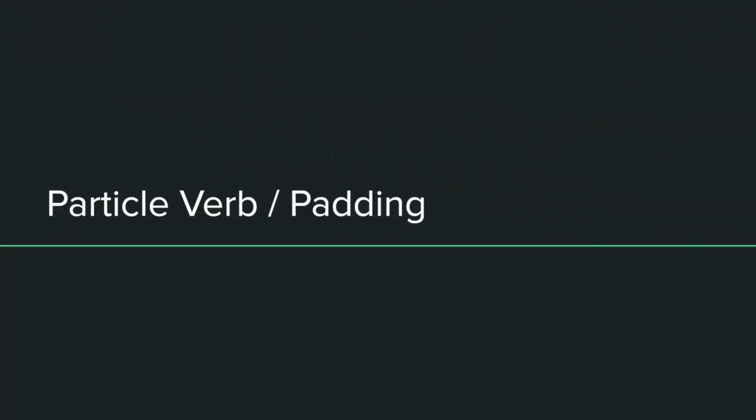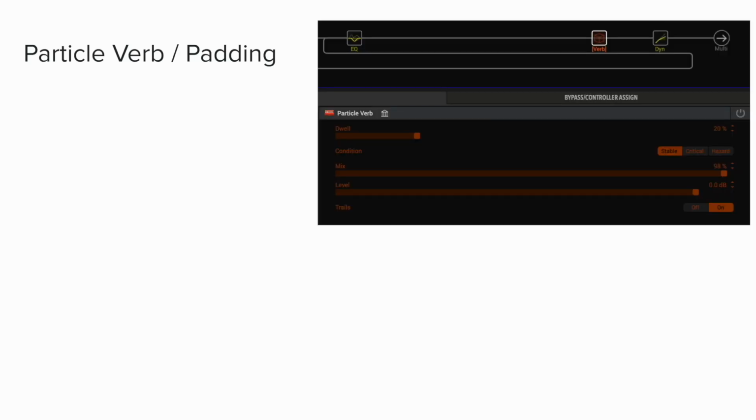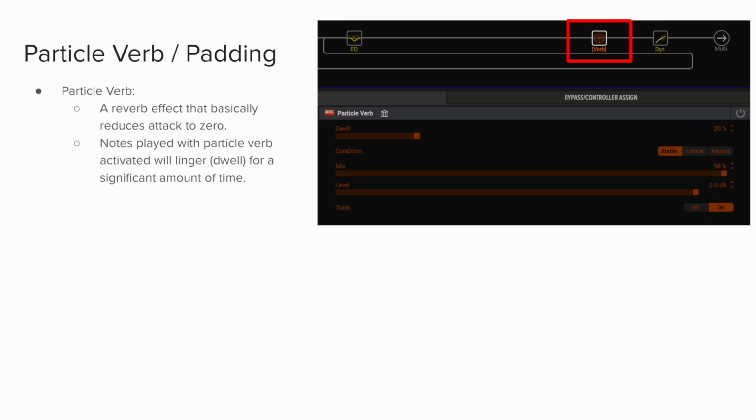I put those together and you'll see why. So first of all, what is pad reverb? Well, it's this icon in the Helix, and what it does is it's a reverb effect that basically reduces the attack to 0. So notes played while this is activated will linger or dwell for a significant amount of time, and it kind of gives the effect that you're in a very, very large room, like a cathedral.